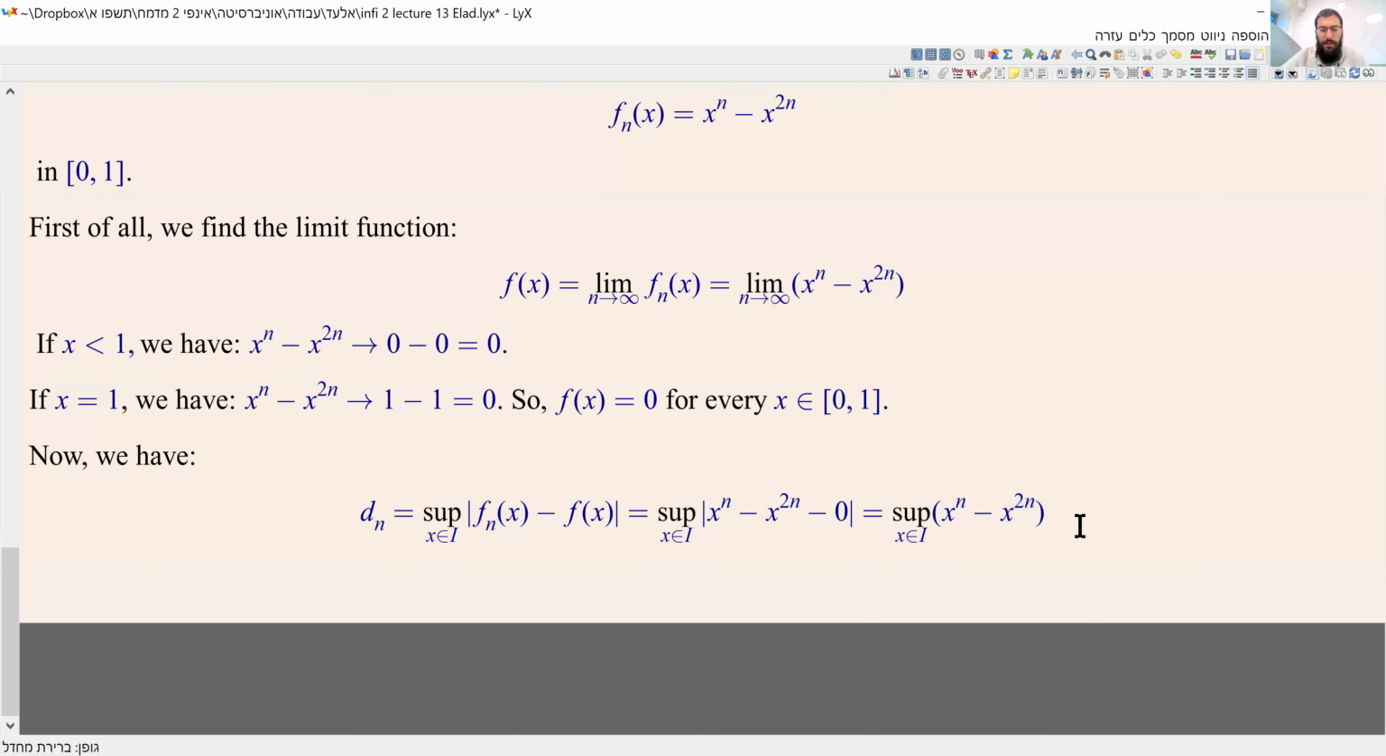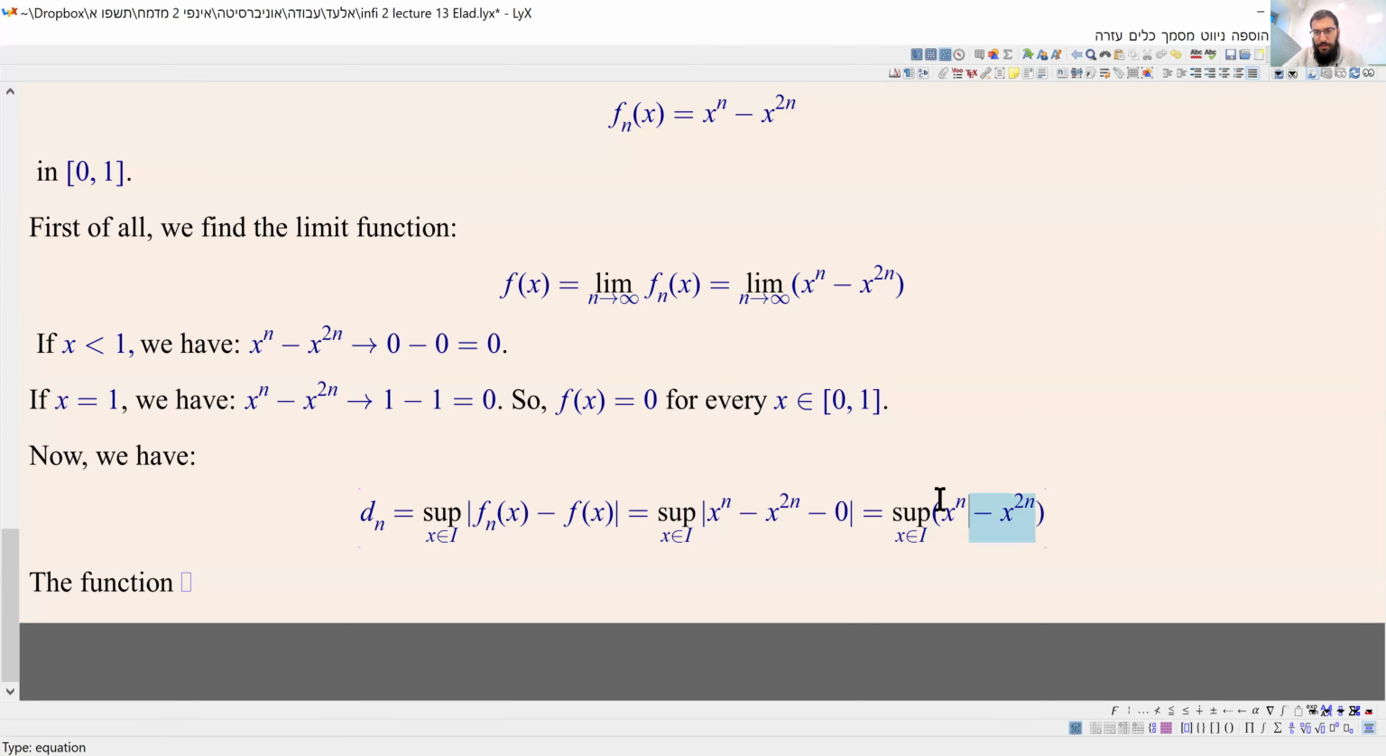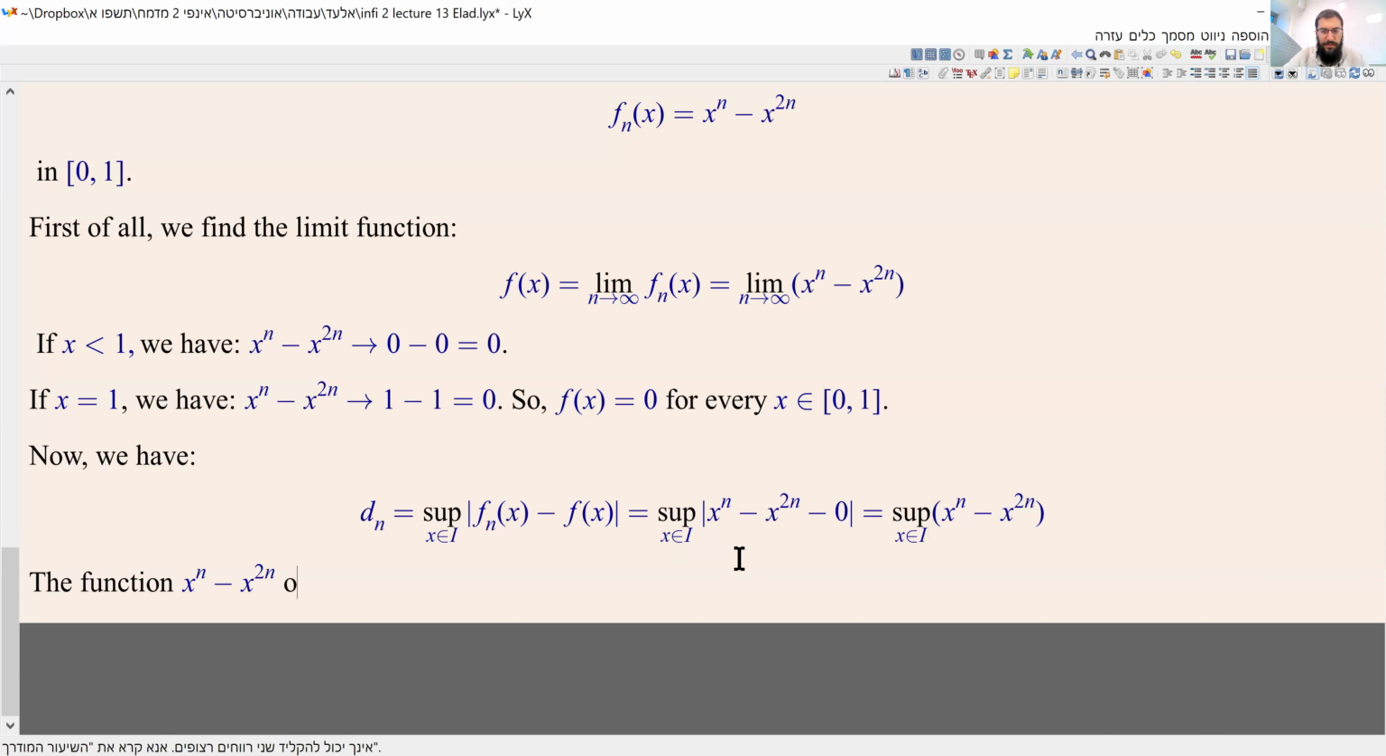Let's write it down. The function x to the power of n minus x to the power of 2n is continuous.